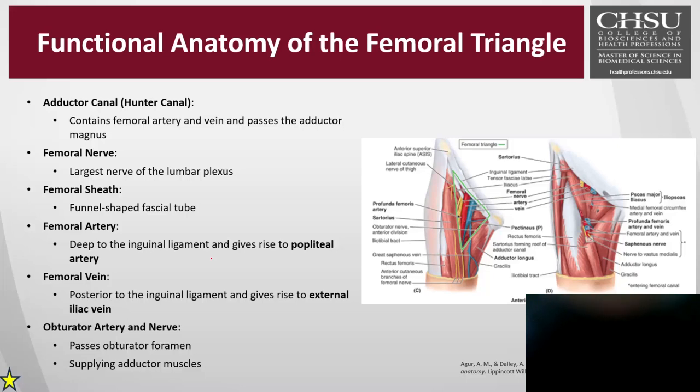It also includes a sheath that covers the nerve, the femoral sheath. The femoral artery then gives rise to the popliteal artery in your lower leg. This is the main supply of blood flow to the leg. We also have the femoral vein, which lies posterior to the inguinal ligament and gives rise to the external iliac vein. And the last one is the obturator.